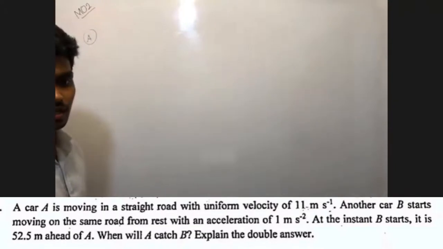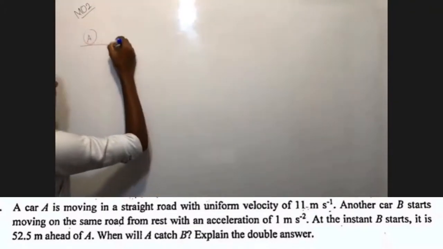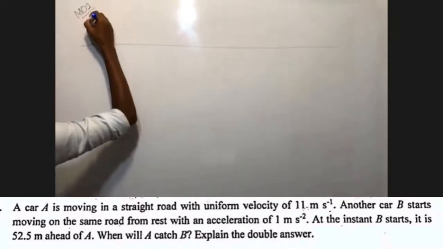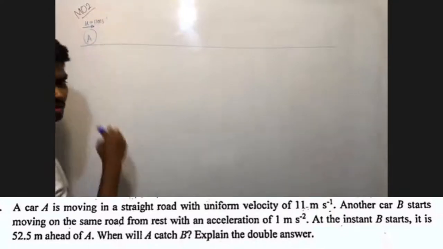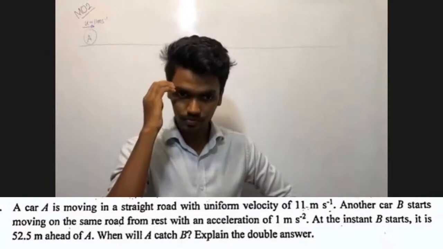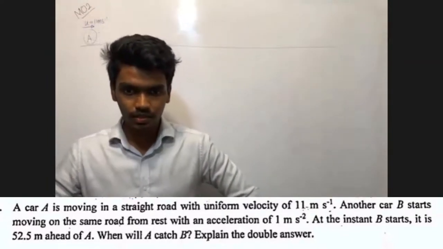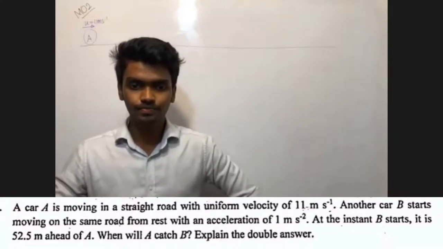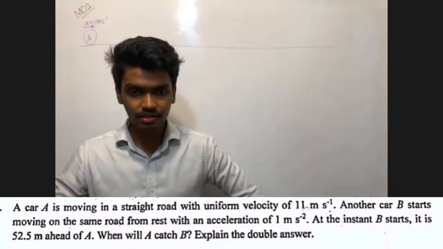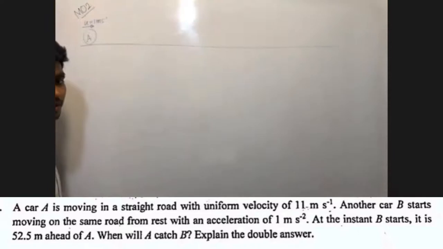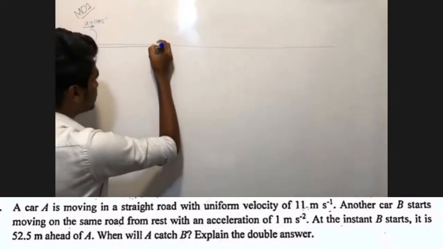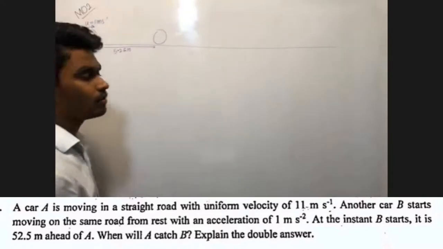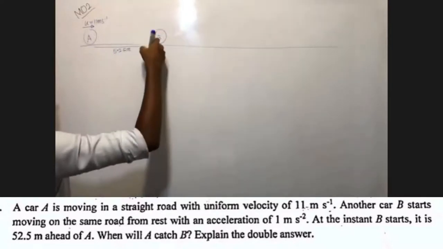A car A is moving in a straight line on a straight road with a uniform velocity. Underline the words uniform velocity. Another car B starts moving on the same road from rest with an acceleration. At the instant B starts, it is 5.25 meters ahead of A. Ahead of A, the car B starts from rest.